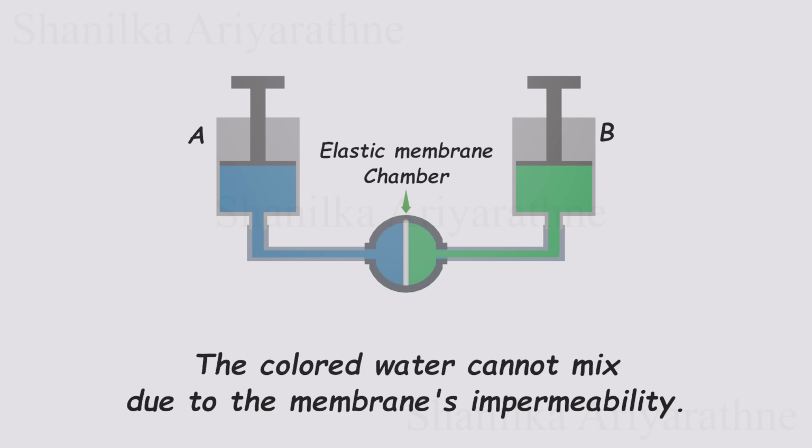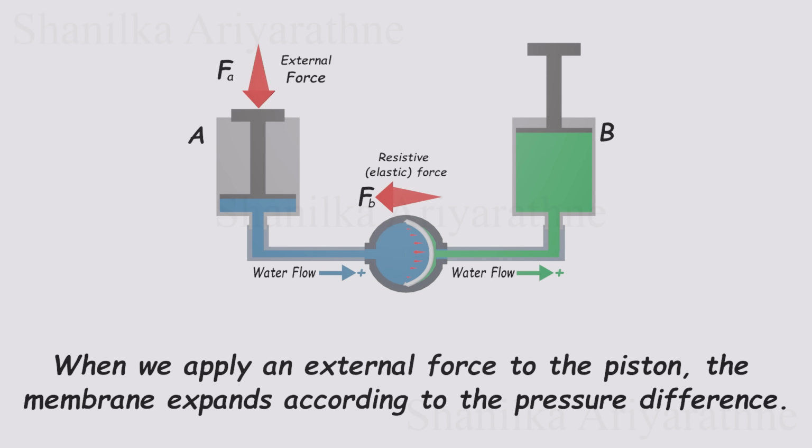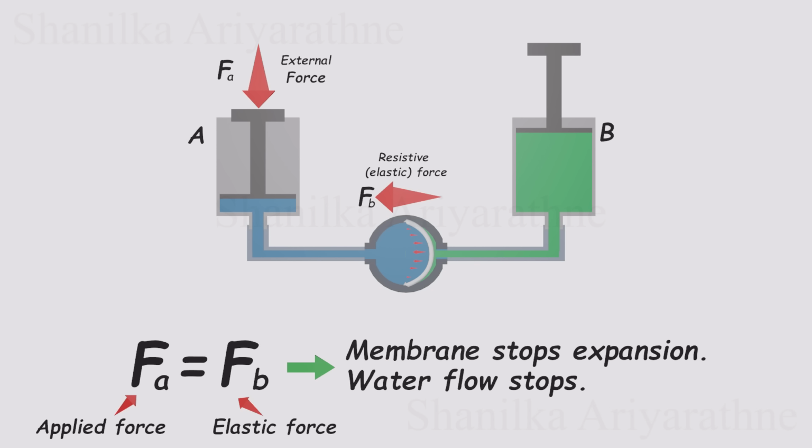When you push on piston A, the pressure increases. That pressure stretches the membrane, allowing energy to be stored as it flexes. Eventually, it stops stretching. Why? Because the elastic force pushing back equals the force you're applying. Just like a fully charged capacitor, it reaches a balance and says, "No more, I'm full."